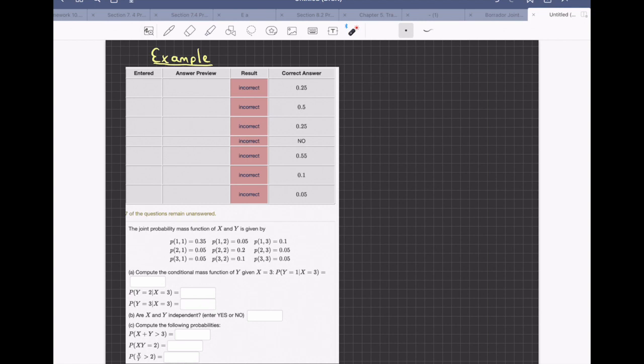So let's respond to the questions. First, compute the conditional mass function of Y given X equal to 3.